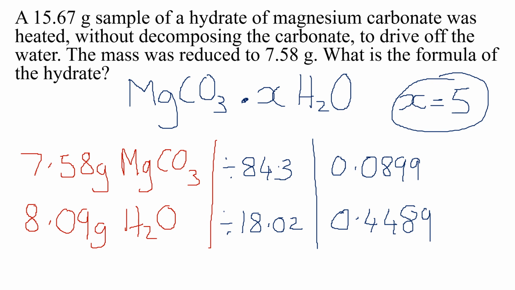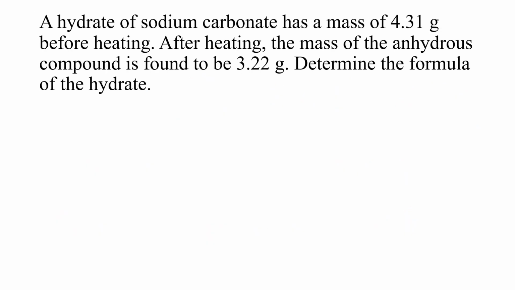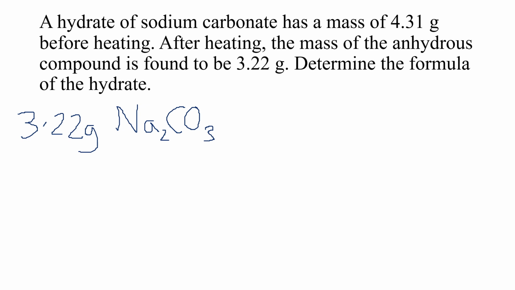Let's have a look at another example. Here you've got a hydrate of sodium carbonate, which has a mass of 4.31 grams before heating. After heating, the mass of the anhydrous compound, so without the water, is 3.22 grams. Determine the formula of the hydrate. So we have 3.22 grams of Na2CO3, which is the sodium carbonate.